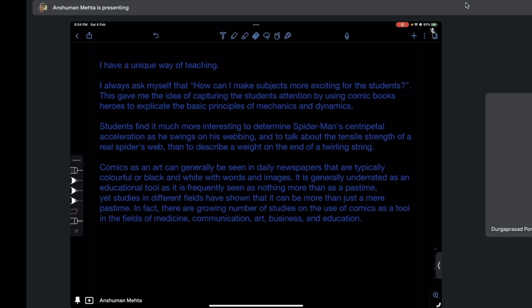The world is not all about infographics now, and you can see that nobody is going with the boring slides and they want something extra. So this is also in that path, so that people can get attention, and they can understand without getting bored. In fact, there is a growing number of studies on the use of comics as a tool in the fields of medicine, communication, art, business, and education.